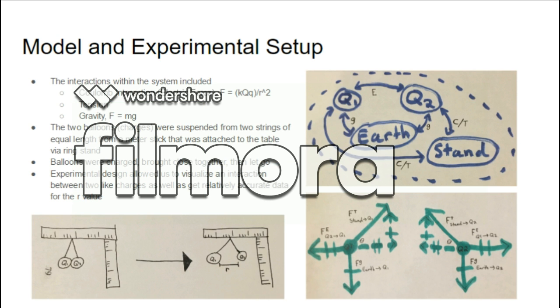So for our model, we have a basic system schema showing both charges Q1 and Q2, the earth, and the ring stand. The stand applies a contact tension force to both Q1 and Q2, the earth applies a gravitational force to Q1 and Q2, and both Q1 and Q2 apply a Coulomb force to each other. This force is of most interest to us in this experiment.